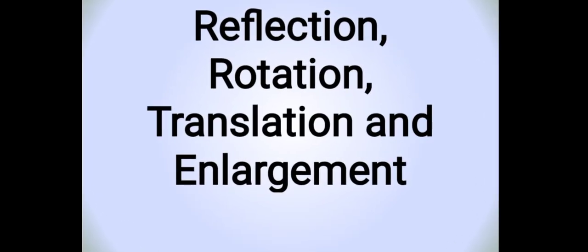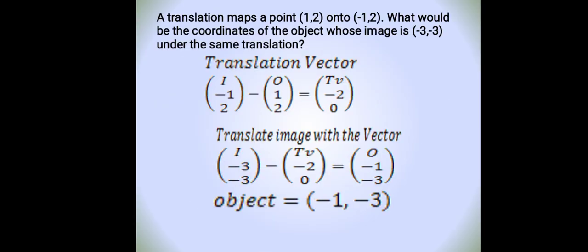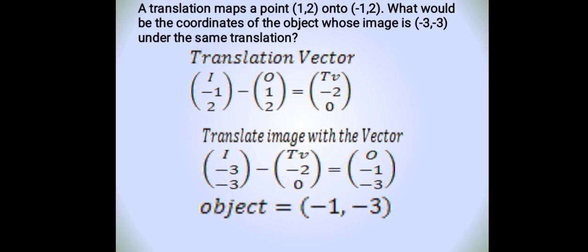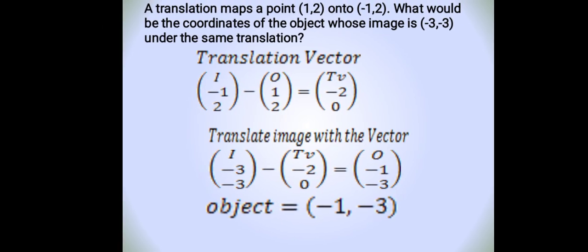Reflection, rotation, translation, and enlargement. A translation maps a point (1, -1) to (-1, 2). What would be the coordinates of the object whose image is (-3, ...) under the same translation? Now the first thing we have to find is the translation vector.